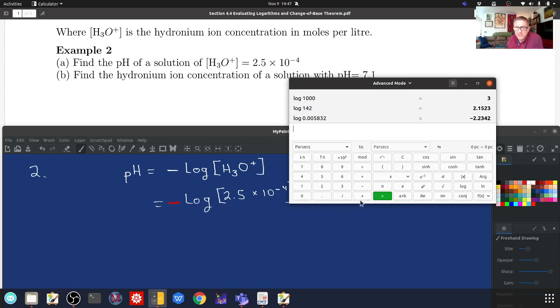So again, bringing up your calculator, you will hit minus log, then 2.5 times 10 to the power minus 4. Is that going to work? We'll see. No, it's not going to work. I don't know what I did there. Let's do this all over again, because it should be positive. It should be positive.